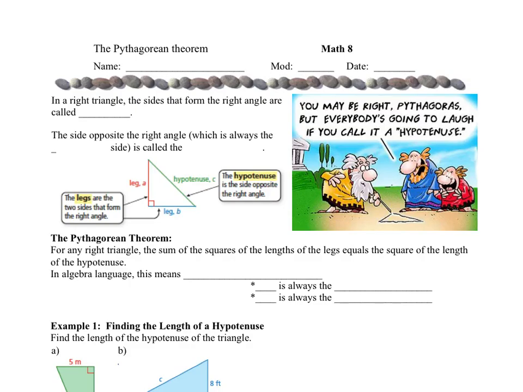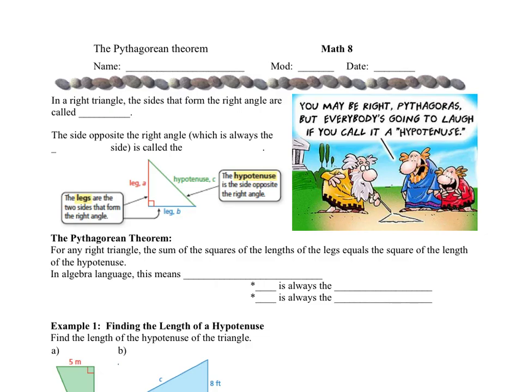Hey, today we're going to talk about this thing called the Pythagorean Theorem. It was named after a famous mathematician, Pythagoras, and it helps us find the sides of right triangles. It doesn't help us find the other two angles in a right triangle, but it does help us find the sides of any right triangle, and we're going to show you how that works.